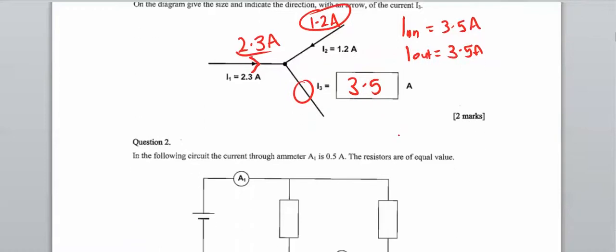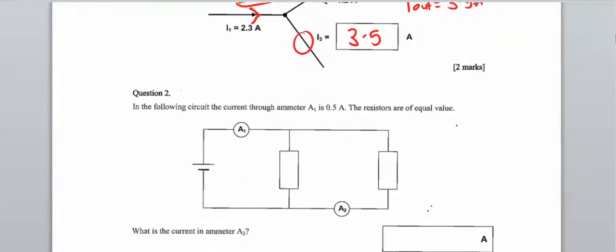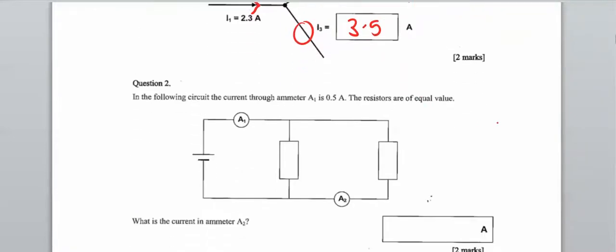Okay, question 2. In the following circuit, the current through the ammeter A1 is 0.5 amps. Well, let's have a look at what happens with the current. If we have a current coming through this way, this has to be all of the current. And then through a parallel arrangement, we're going to have some current, we'll call this I1, going through here, and I2 going through here.